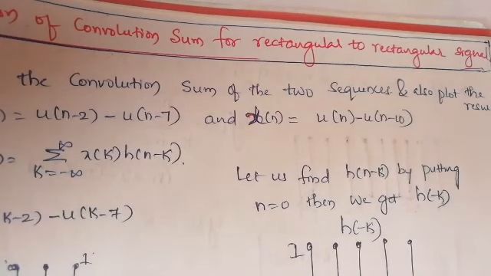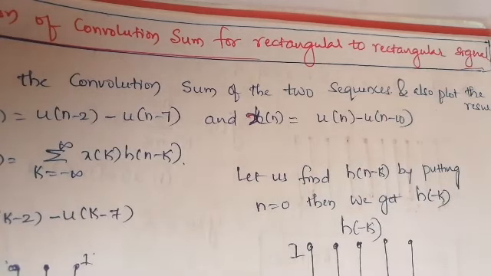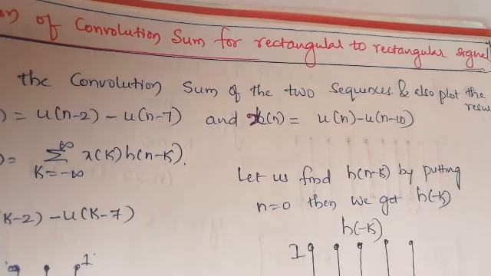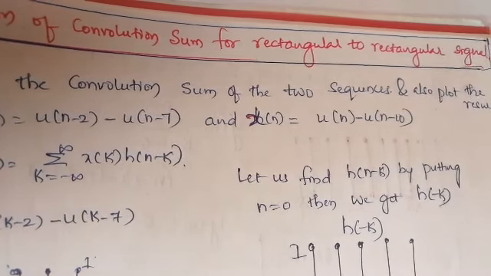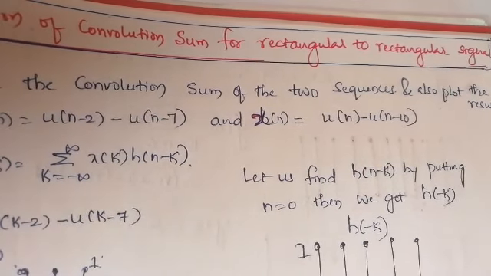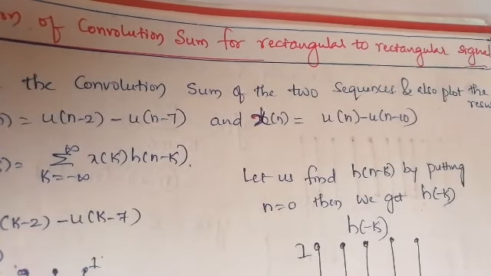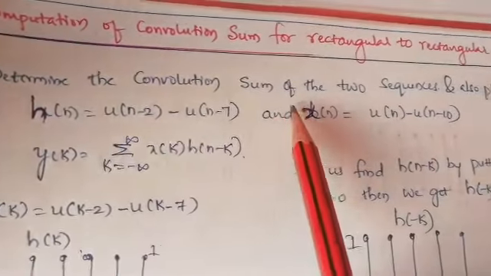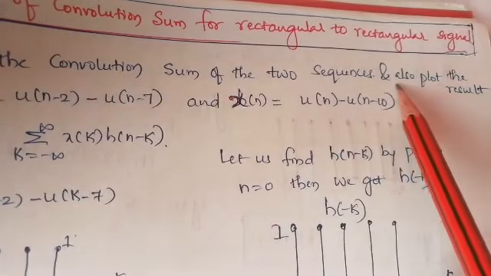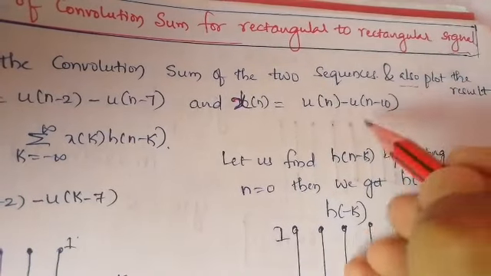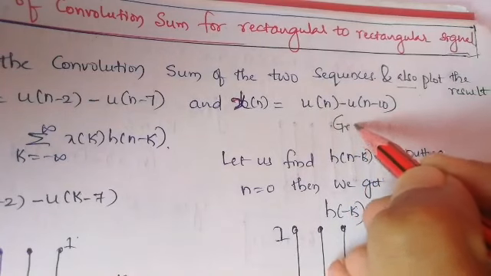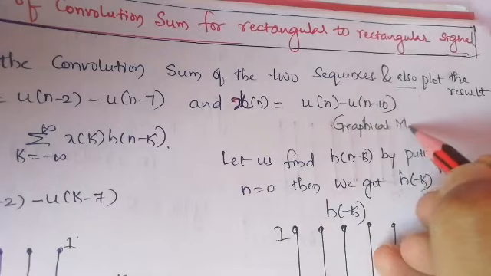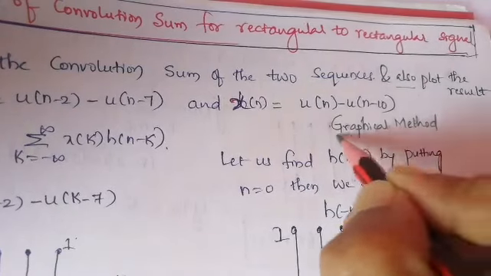Hi friends, in this video we will discuss convolution sum for rectangular to rectangular signals, nothing but two signals that are rectangular signals. How to find the convolution sum between them, we will discuss in this video. See one example: determine the convolution sum of two sequences and also plot the result. Or we can say we are going to discuss the convolution sum operation by the graphical method.